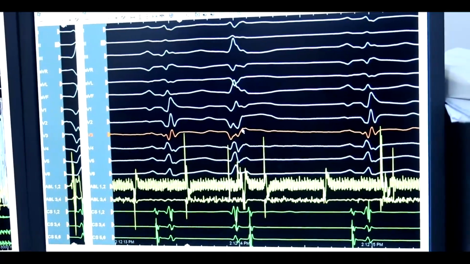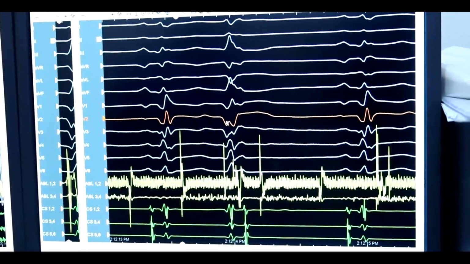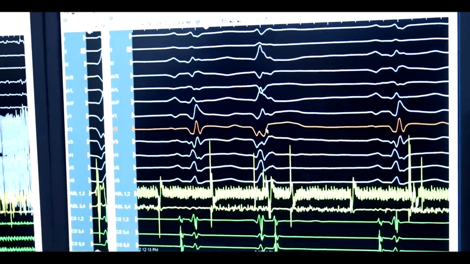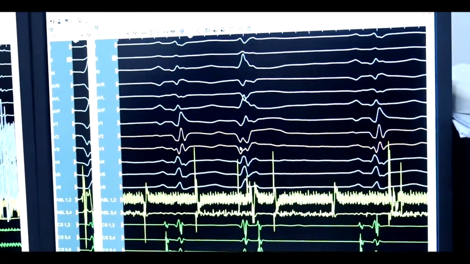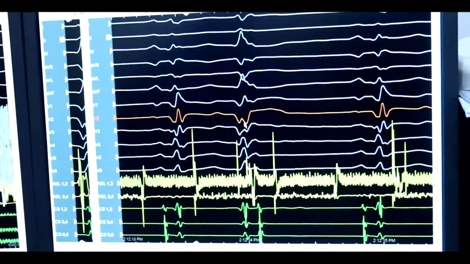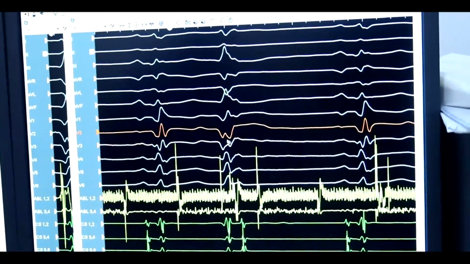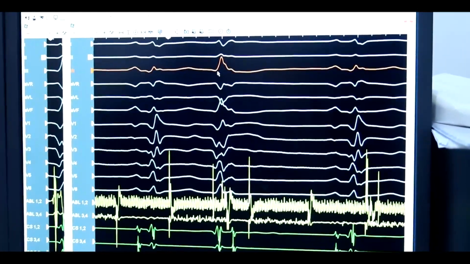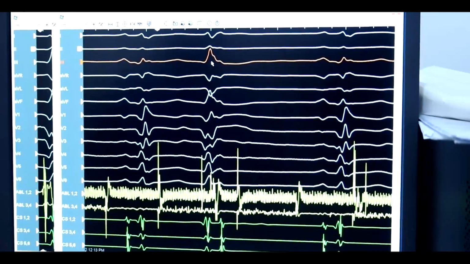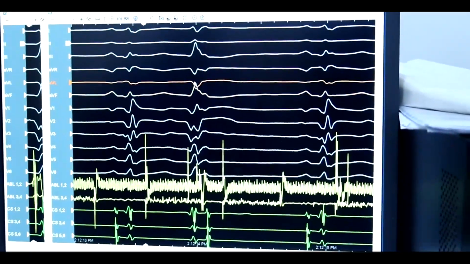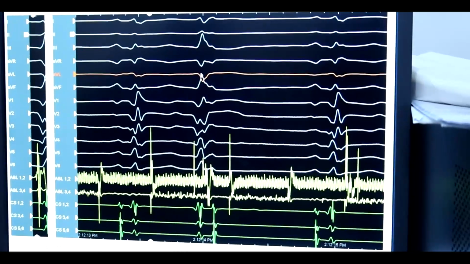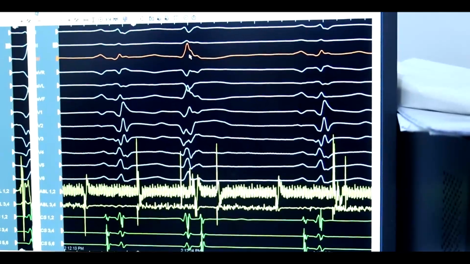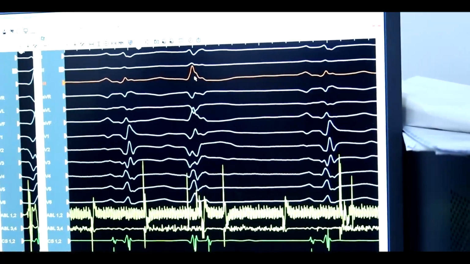This pattern suggests, with the QS pattern which we could see clearly in V2 and V3, that the origin of such PVCs is near V2 and V3, which is the middle of the anterior wall. We can verify that by the axis, where the axis is a right inferior axis, positive in lead 3 and positive in lead aVF.